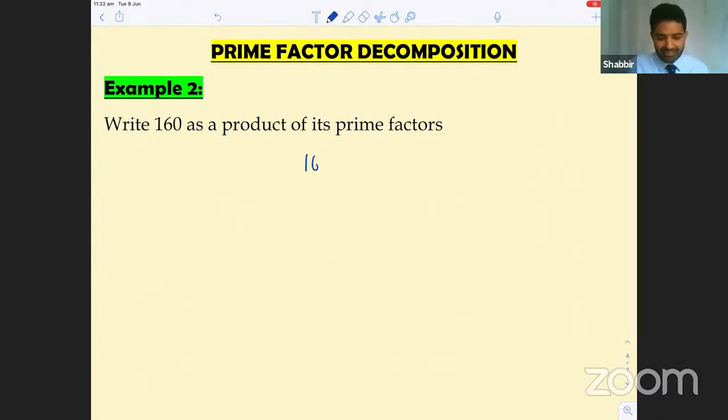So 160, again, we're going to think of two numbers that multiply together to give us 160. That would be 16 and 10. We can have 16 and 10 there. Are either of those numbers prime numbers? No, they're not. So we would branch off both of these numbers.